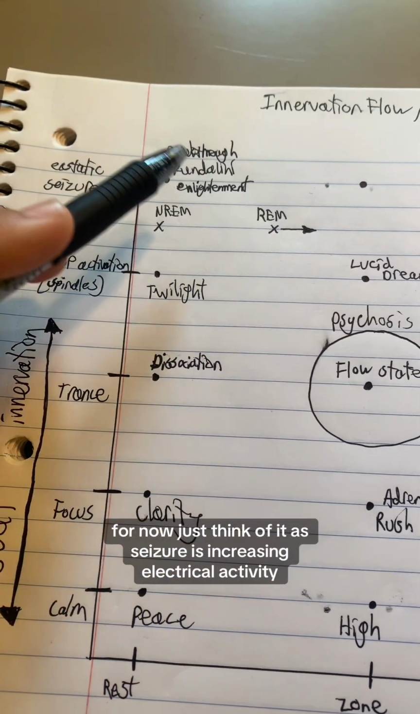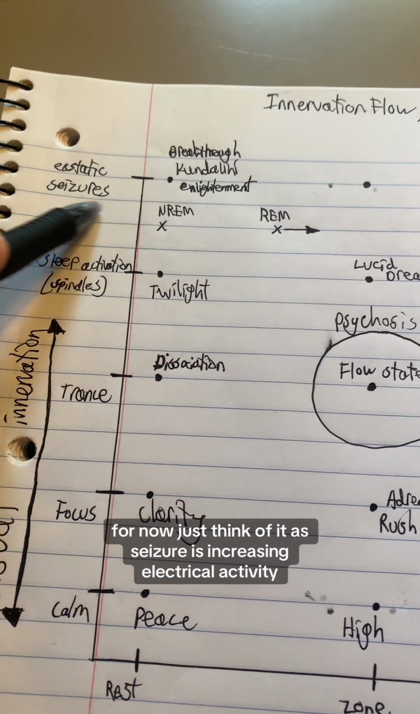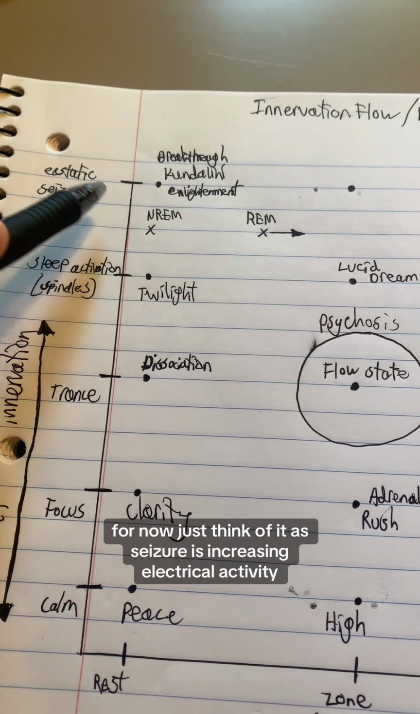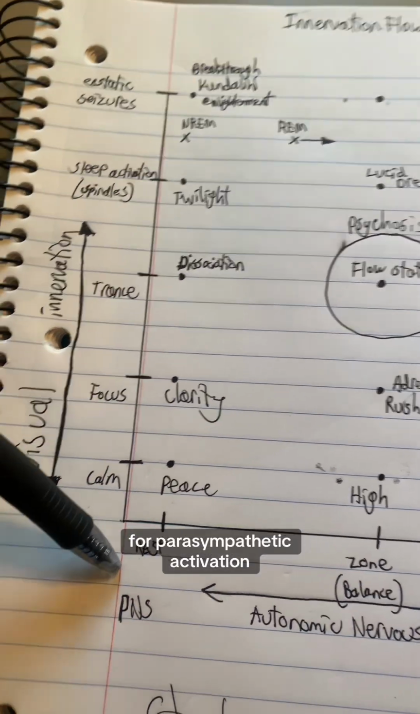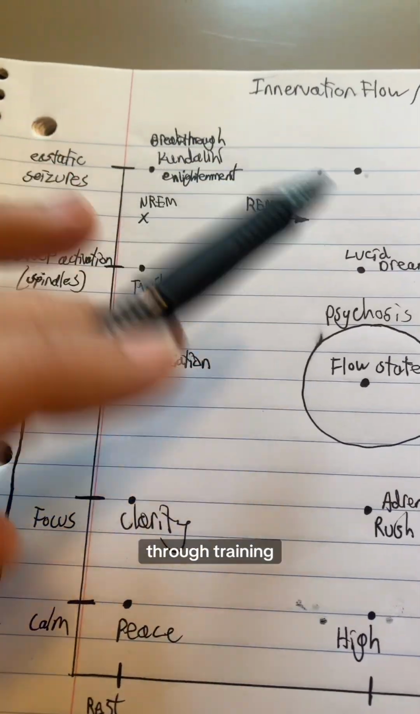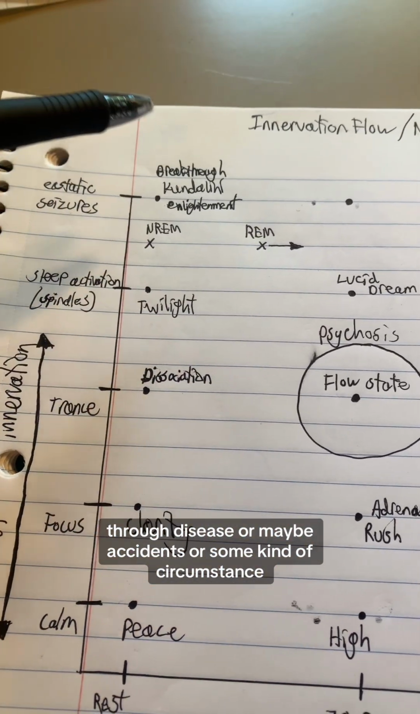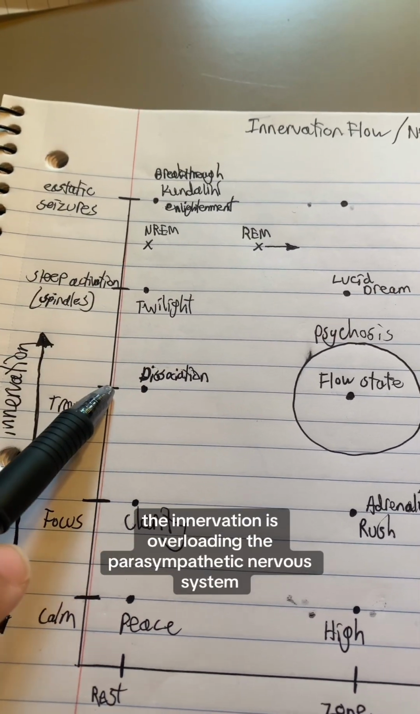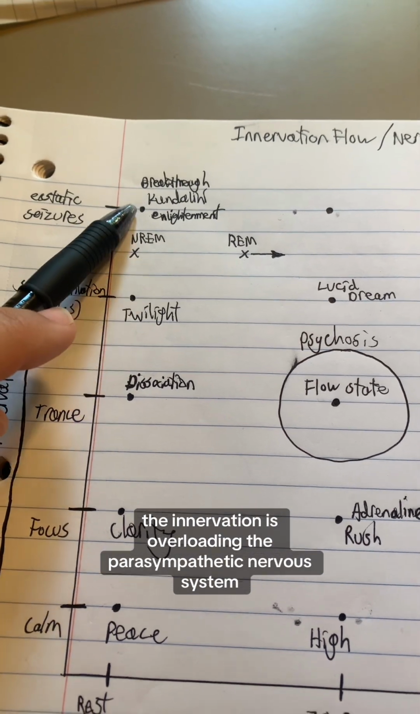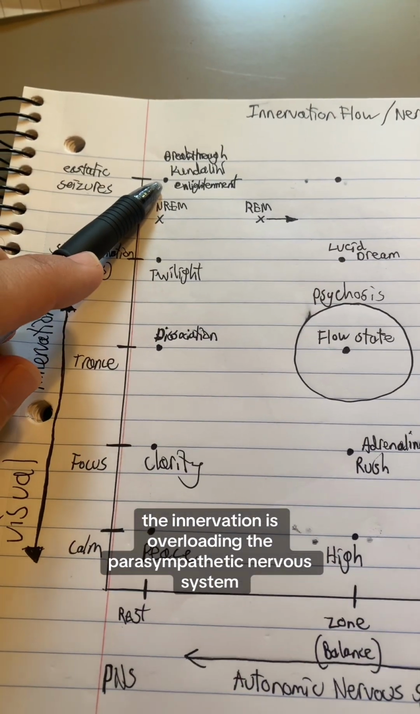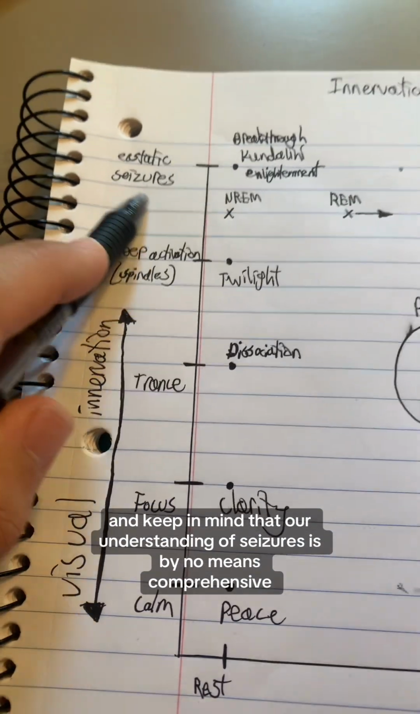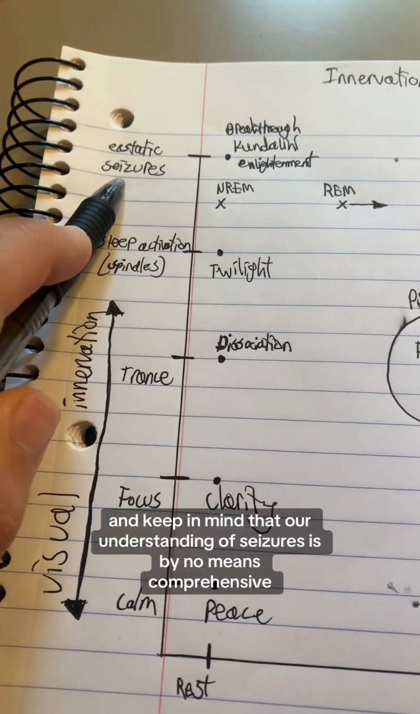For now, just think of seizure as increasing electrical activity for parasympathetic activation. Through training, through disease, or maybe accident or some kind of circumstance, the innervation is overloading the parasympathetic nervous system. And keep in mind that our understanding of seizures is by no means comprehensive.